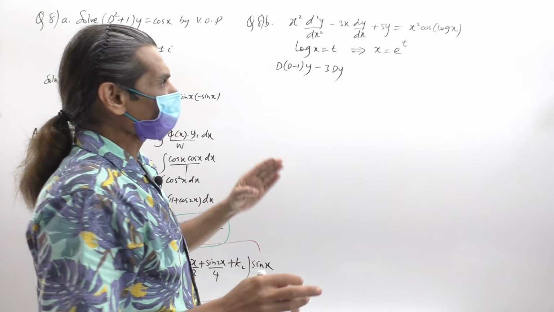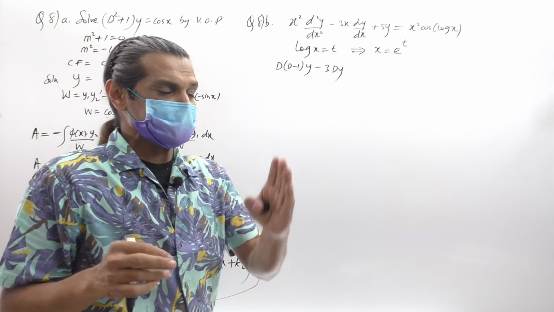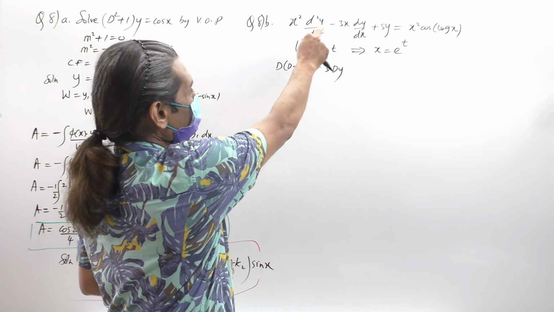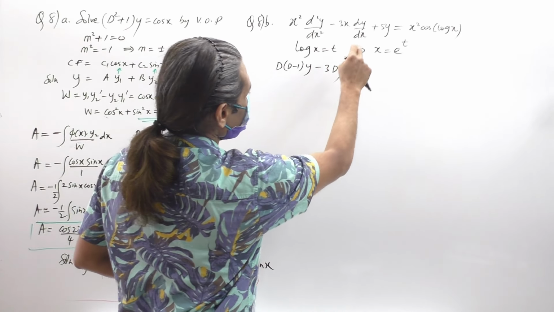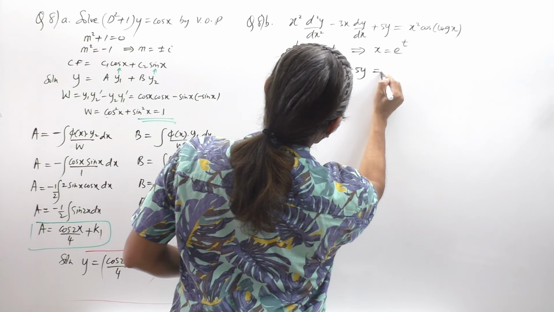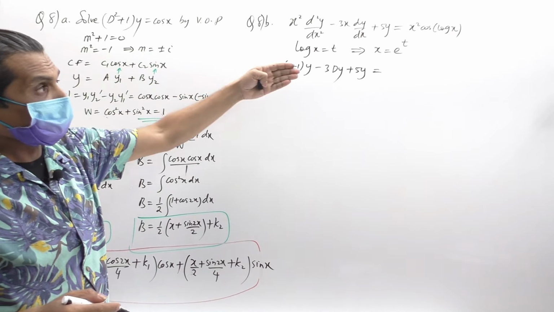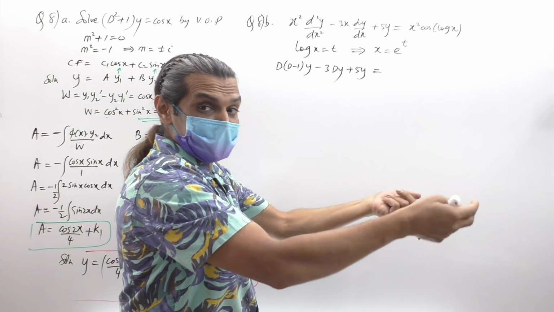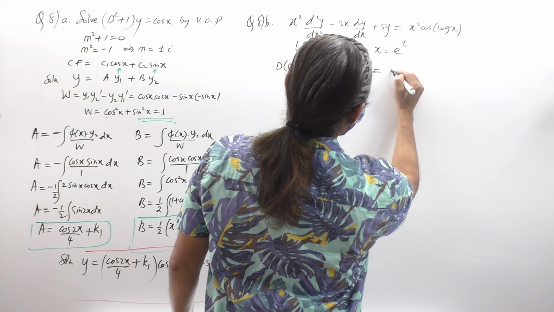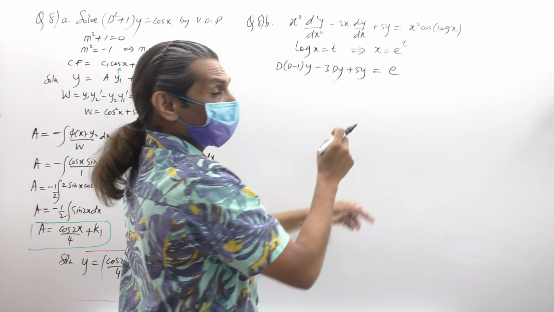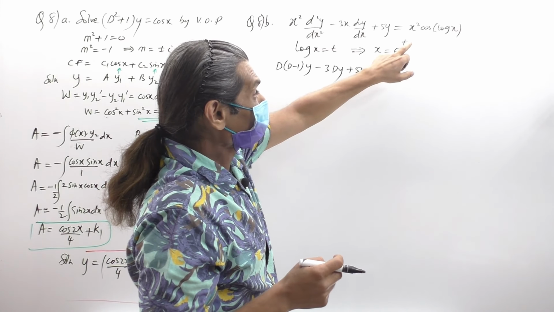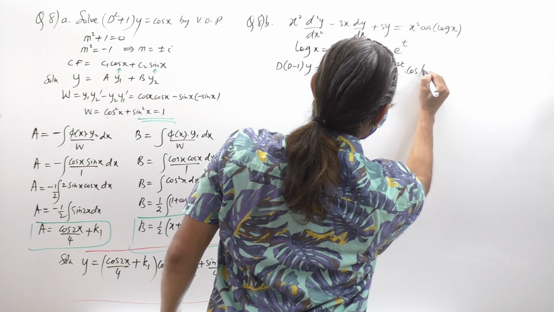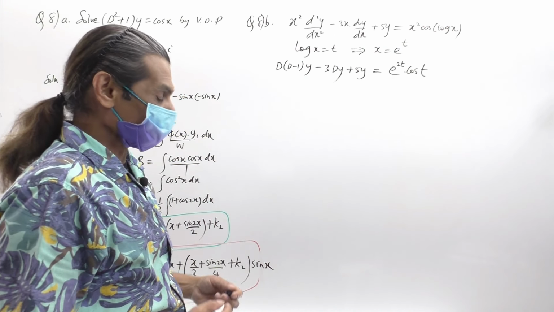But simply remember here, in Cauchy's x² y double dash or x² d²/dx² means D into D minus 1. See, x³ is D minus 2, x² means D minus 1 into y, and x means it is simply Dy, plus 5y is equal to. So what I told, when I put log x is equal to t and x is equal to e raised to t, by the property of logarithm we use that on the right side. Okay, what is the right side, e raised to 2t into cos of t, log x is t. This is what you have here.